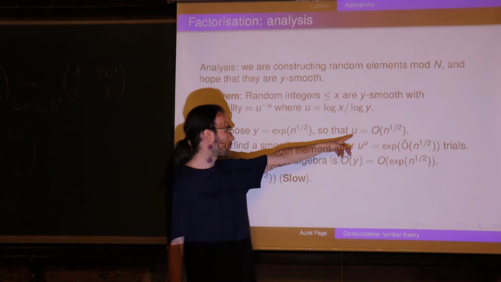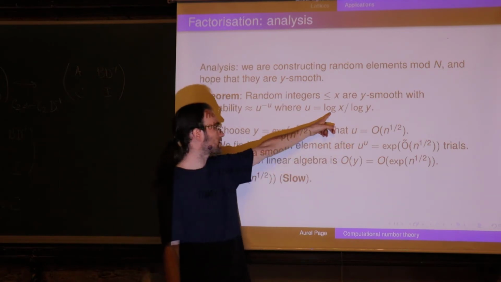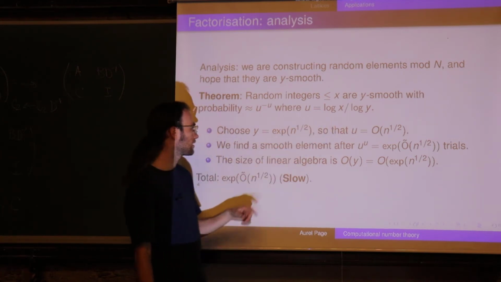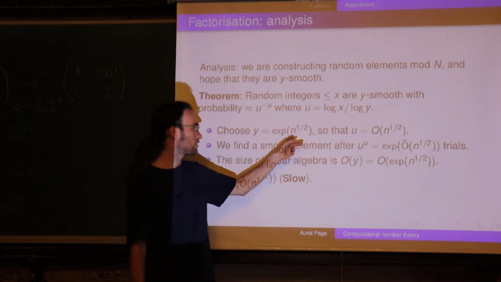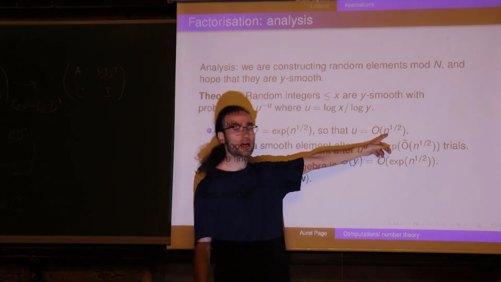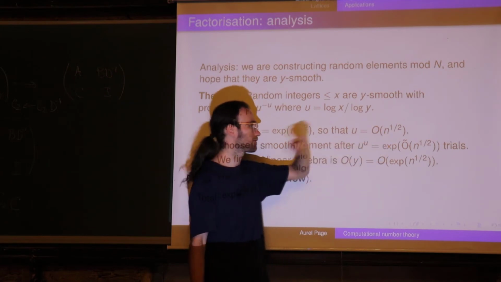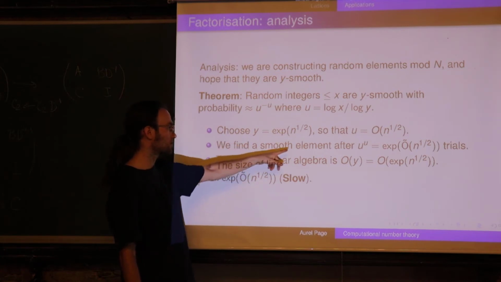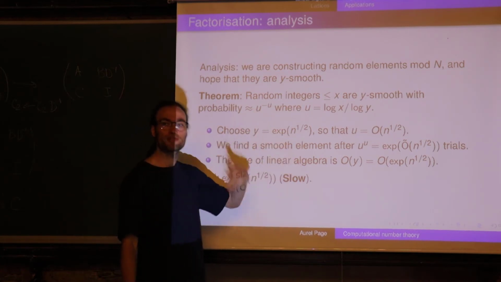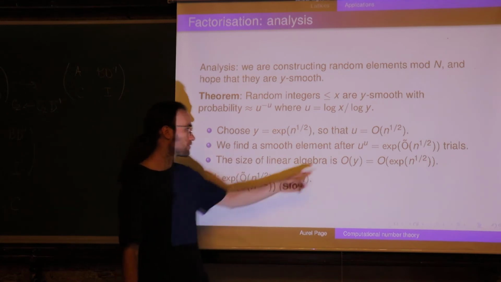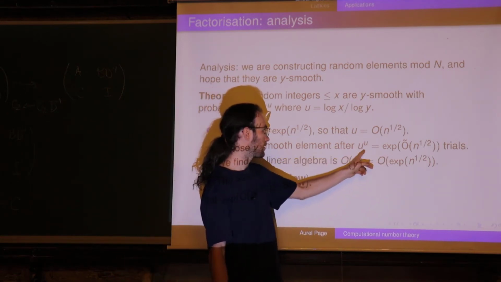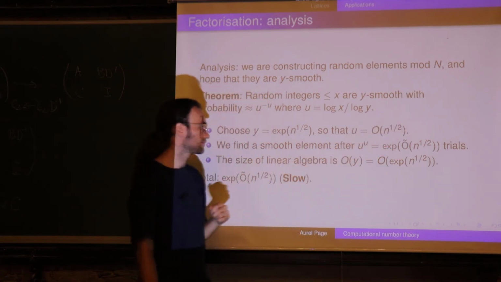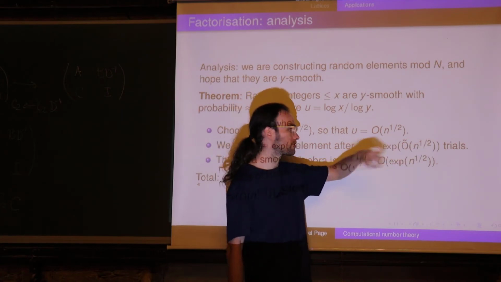And so what is u? Well, log x is a constant times little n. Log of y is actually square root n. So u is a constant times square root n. Okay? And therefore, the probability of finding something smooth is u to the minus u. So the number of times we have to try to find a smooth element is u to the u, which is exponential of u times log u. So essentially, exponential of square root of n trials.